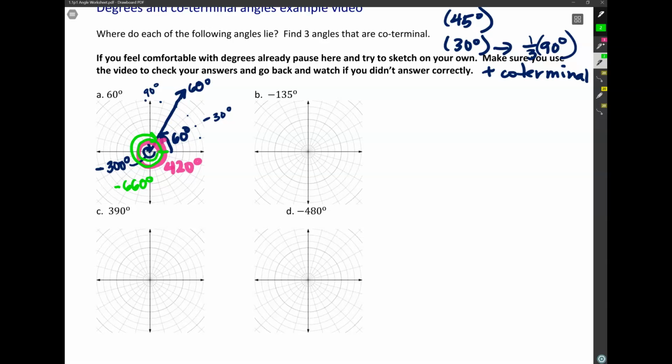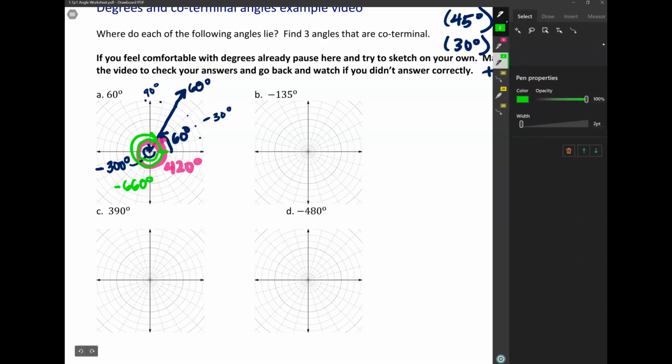Okay, I might not do all those coterminal for all of these because I think I might drive you nuts with all my talking, but we'll at least do a few. Let me go back to my original color.